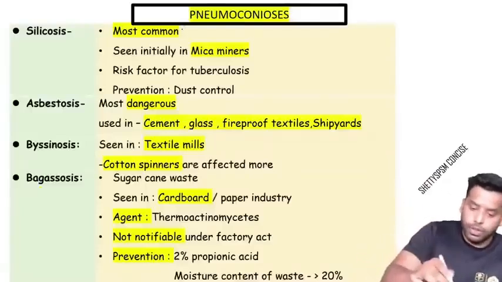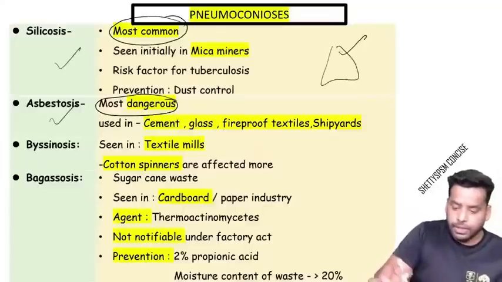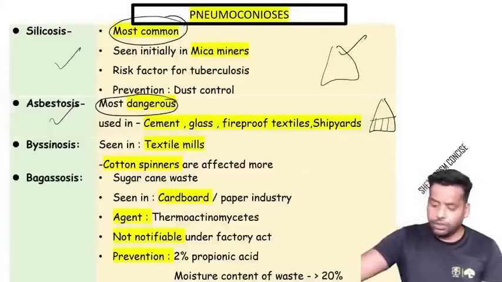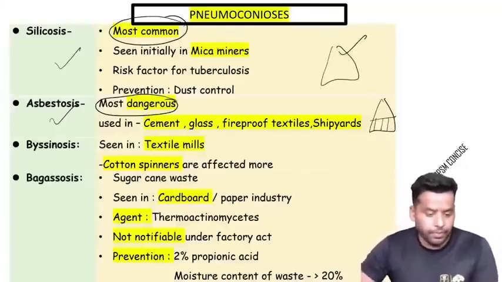What is the most common pneumoconiosis? What is the most dangerous pneumoconiosis? There is a difference. Tell me. One is affecting the apex, the other will affect the base. Which is most common? Silicosis. Which is most dangerous? Asbestosis.